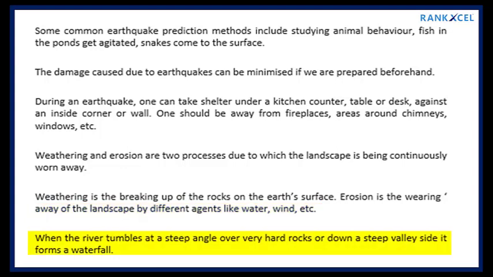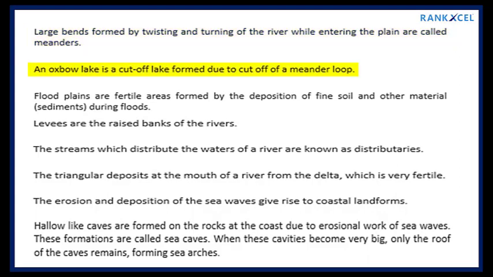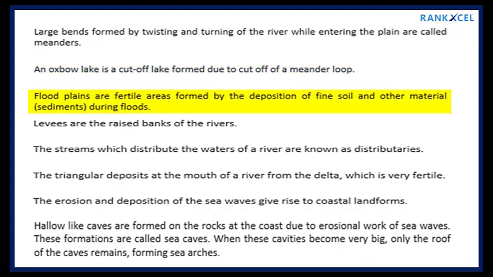When the river tumbles at a steep angle over very hard rocks or down a steep valley side, it forms a waterfall. Large bends formed by twisting and turning of the river while entering the plain are called meanders. An oxbow lake is a cut-off lake formed due to cut-off of a meander loop.